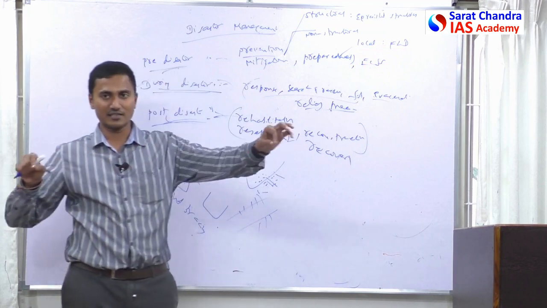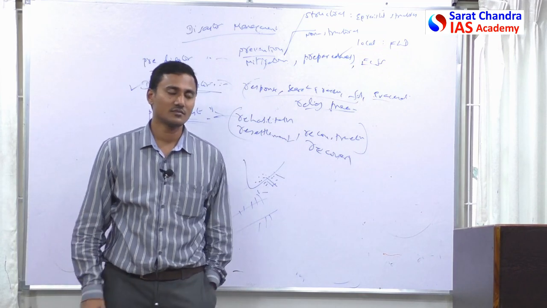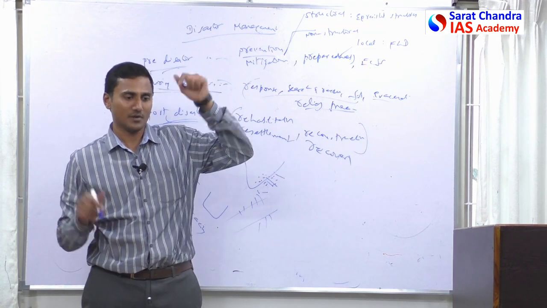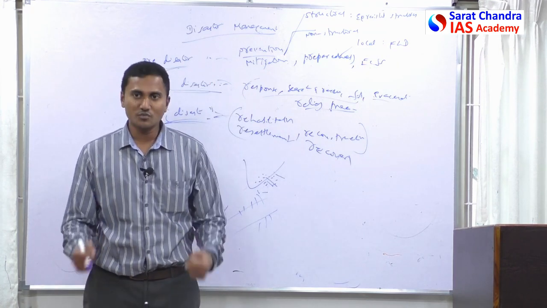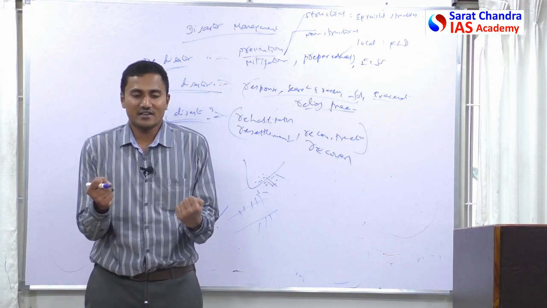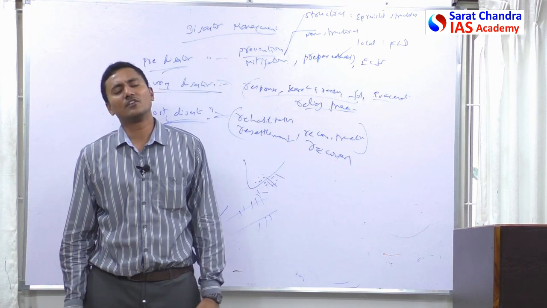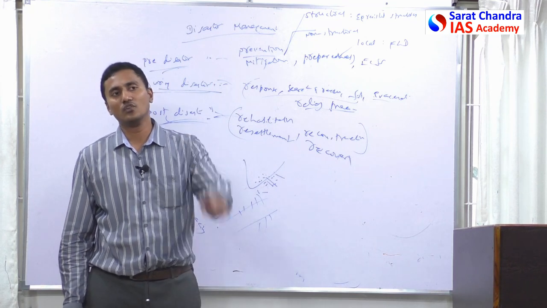Line means line. First line of defense. When disaster occurs, who will defend first? Central government, state government, or local people? So they should be first equipped. They should be trained, capable, equipped, given training. How can you give training to everybody in the village? Difficult, no. So whom will you collect?